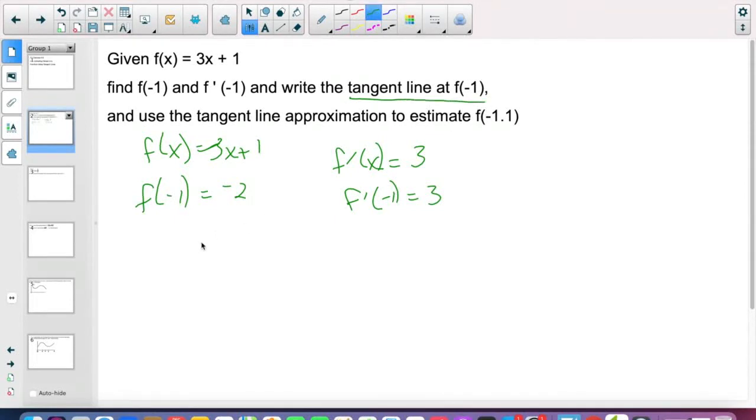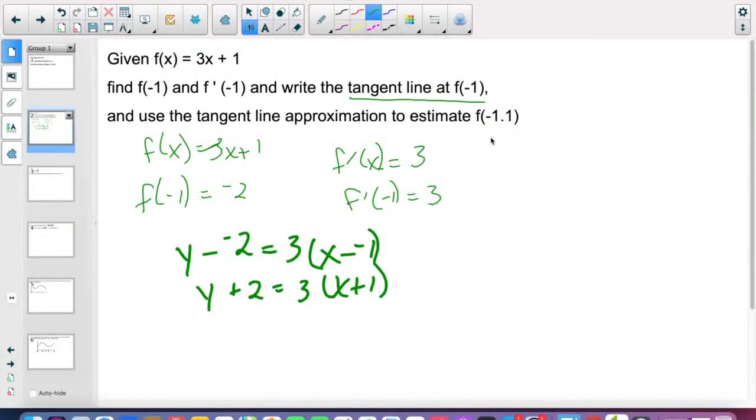We can plug that into point slope form to do that. Remember, point slope form is y minus y1 equals m times x minus x1. Y plus 2 equals 3 times x plus 1. So we have the tangent line of f of negative 1.